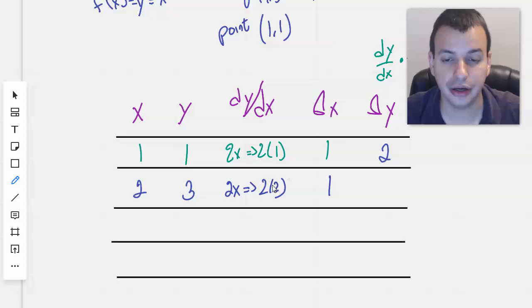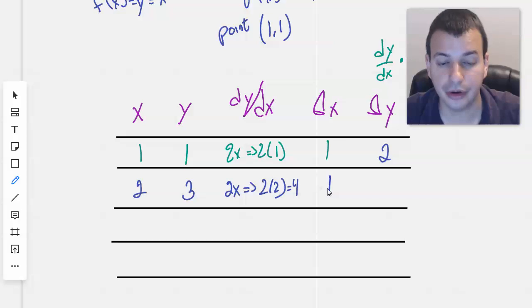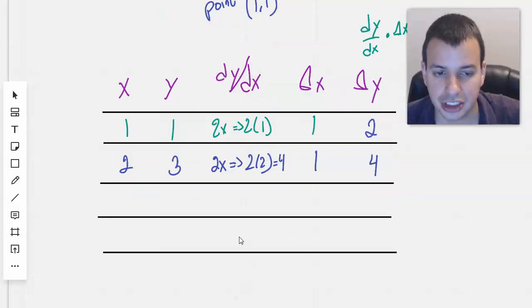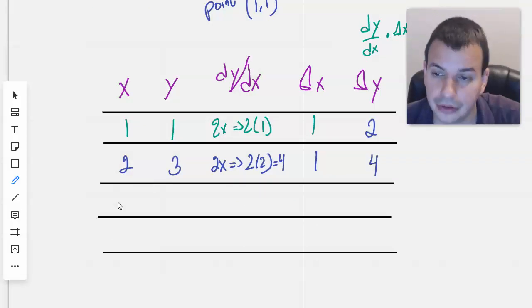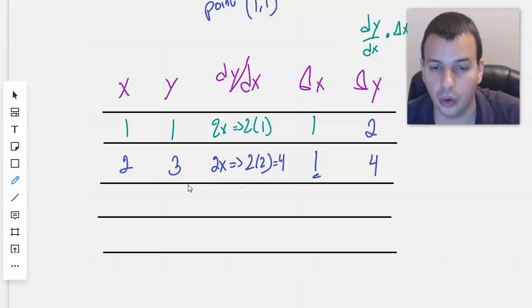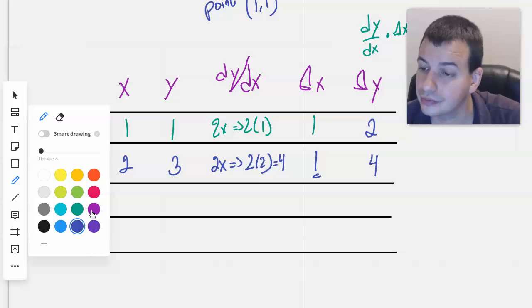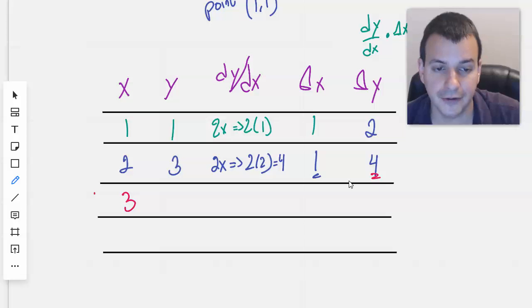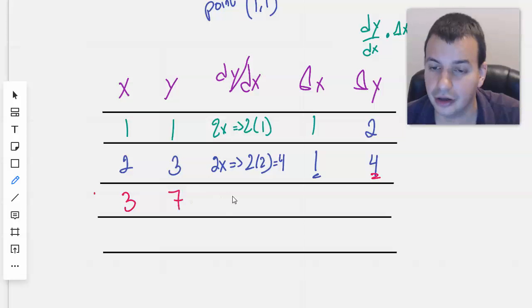The change in x is 1. 1 times 4 is 4. So the y will now change by positive 4. So x increases by 1. Red. Y will then increase by 4. We give it 7.